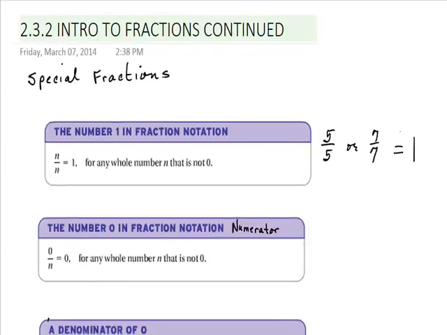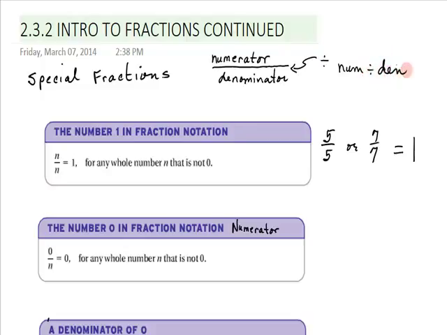All right, we're going to take a look at some more things dealing with fractions, and we're going to look at some special fractions. But let me remind you of something. You have a numerator over a denominator. Although this can mean how many parts out of how many total parts, it can also imply division. It is the numerator divided by the denominator. It is always the top divided by the bottom.